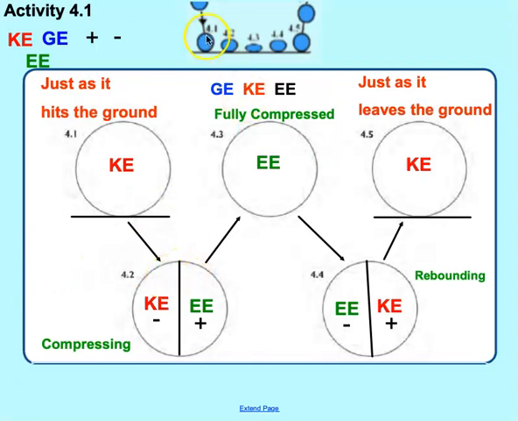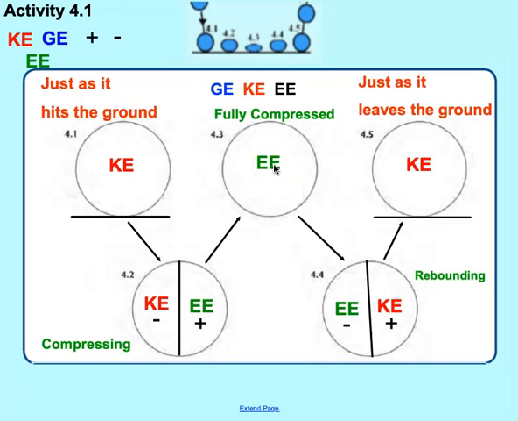So right here, because it's about halfway in between, it's about half KE and EE. Now the KE is decreasing, the EE is increasing because it's becoming more and more compressed. At maximum compression, and it looks a little bit different because I had to put it up here so I could draw it in and fit it all in this page, the EE is 100%.